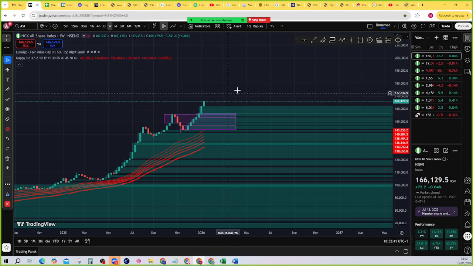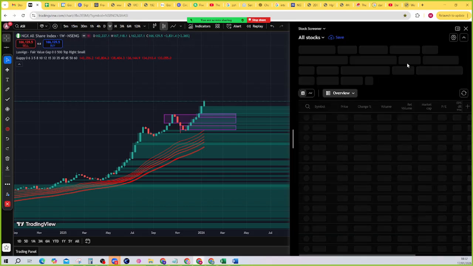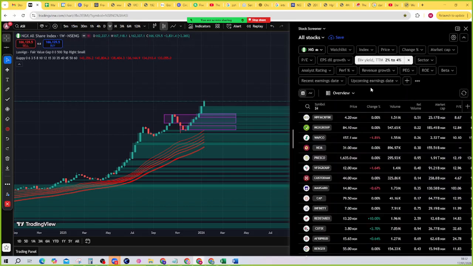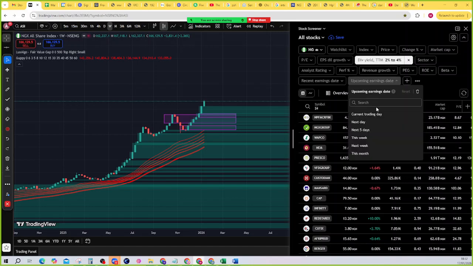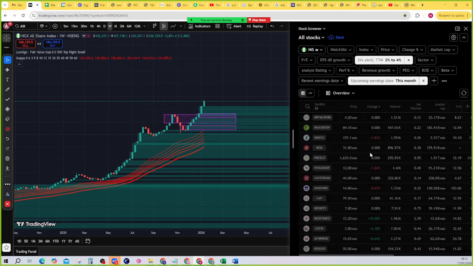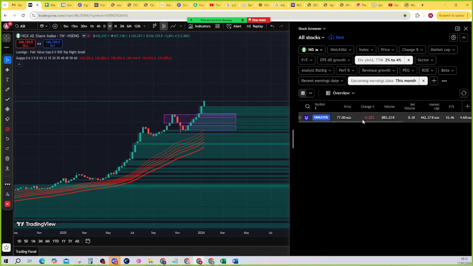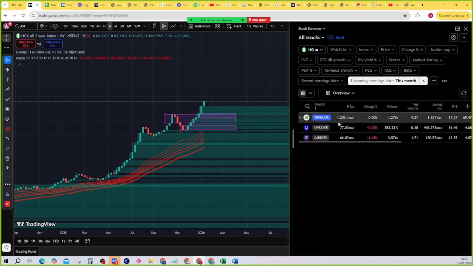And earnings are coming. Oh, in the filter, I forgot. I wanted to show us how we can know which earnings are coming for the week. Okay, upcoming earnings: next day, next 5 days, this week, this month. Let me just say upcoming. So Unilever, Okomu Oil, and Cadbury, I'm expecting their earnings this month.